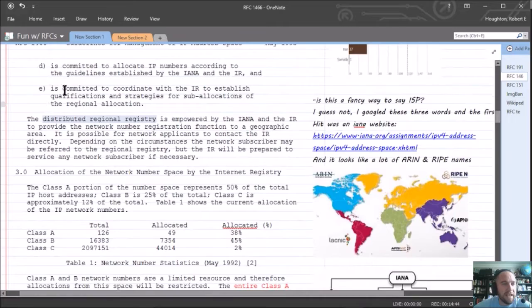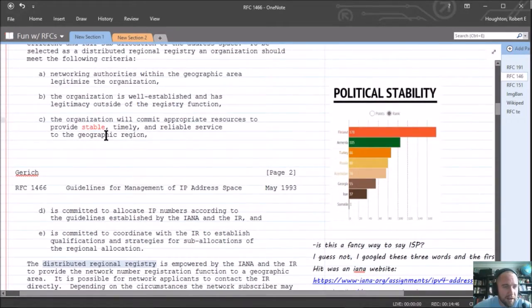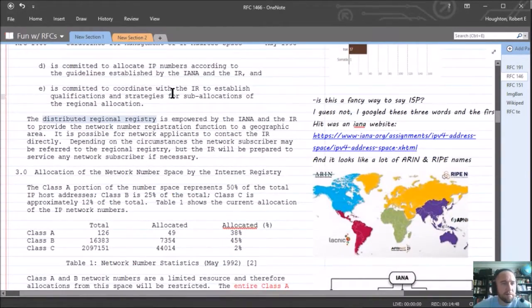Okay, there's a D and an E in terms of criteria. So D says, is committed to allocate IP numbers according to the guidelines established by the IANA and the IR, and is committed to coordinate with the IR to establish qualifications and strategies for sub-allocations of the regional allocation.